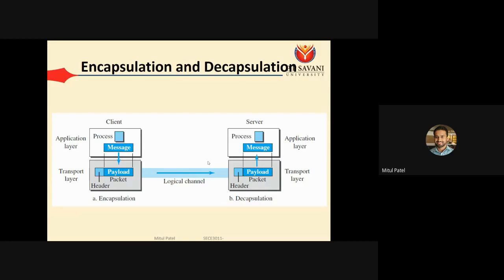On the transport layer, they are known as packets. For each and every packet, the header part is added. The process of adding the header part is known as encapsulation. On the receiving side, we have to remove that header and deliver our message to the application layer. This is known as decapsulation.